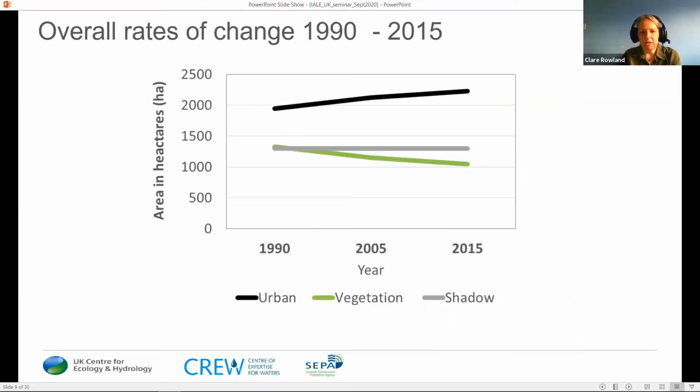So looking at the overall rates of change, what we found, I suppose, isn't surprising, that you get an increase in urban between 1990 and 2015. You get a decrease in vegetation. The amount of shadow stayed the same because of the way we masked it out of all 3 years.